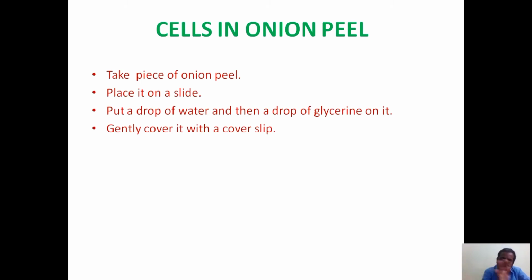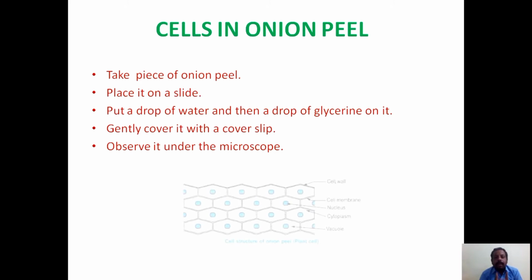After placing the cover slip on the slide, press the slide very lightly, so that the excess glycerin and air bubbles can be removed from it. With the help of blotting paper, remove excess glycerin and water from outside. Then keep it on a microscope and observe it, so that you can see the cells in the onion peel, and the cells will look like this.